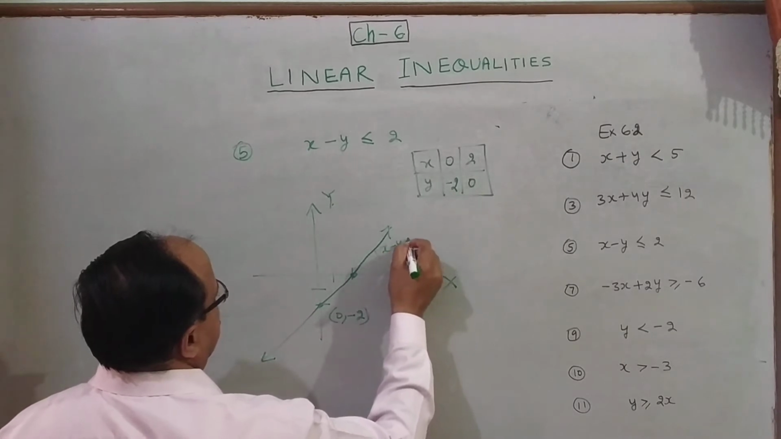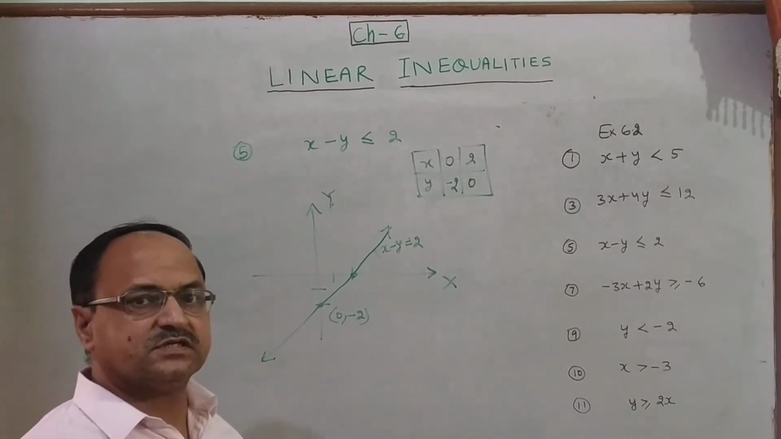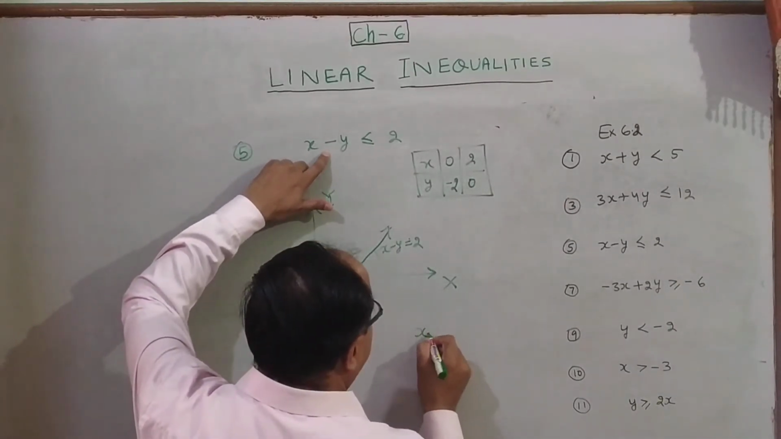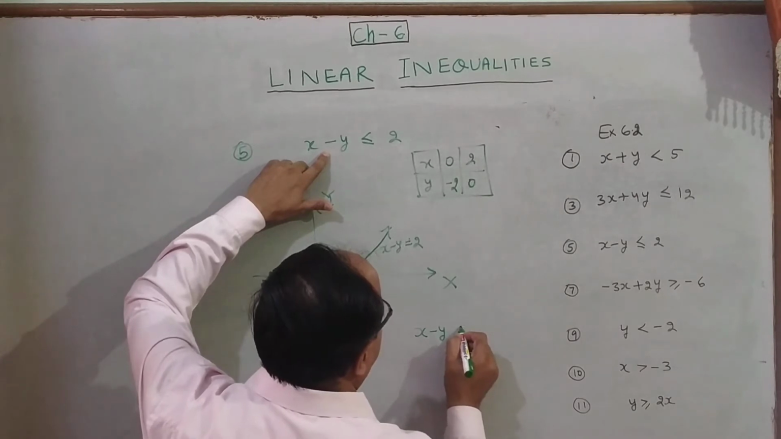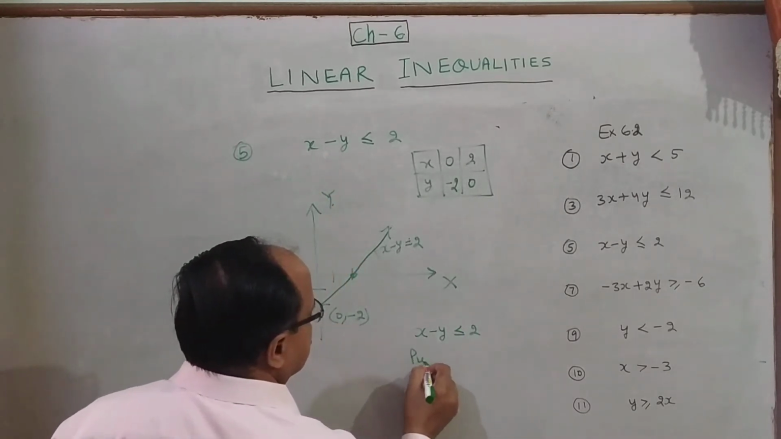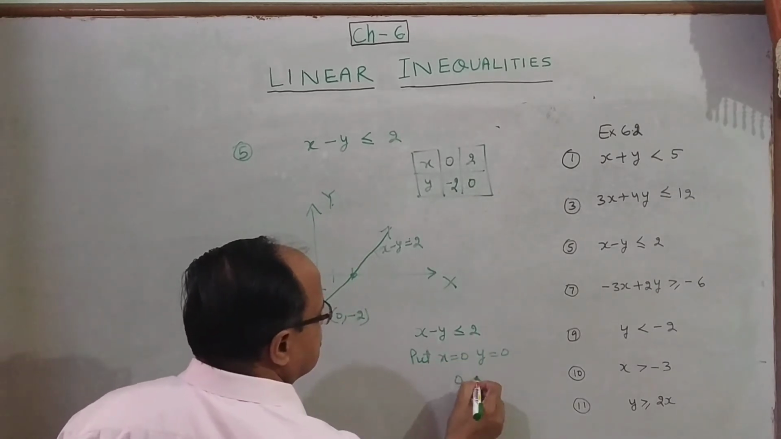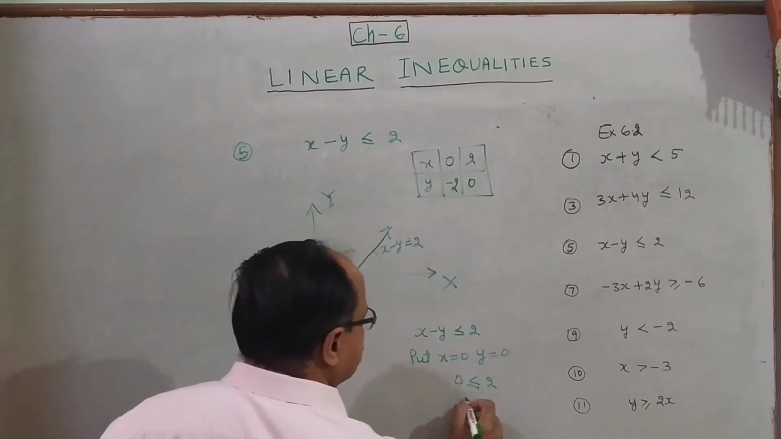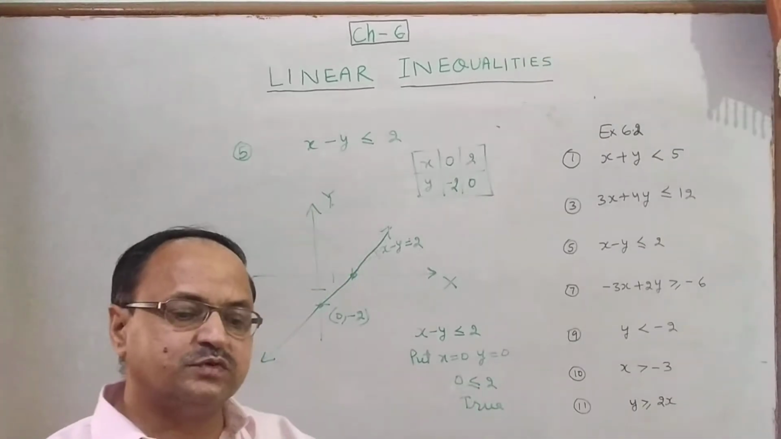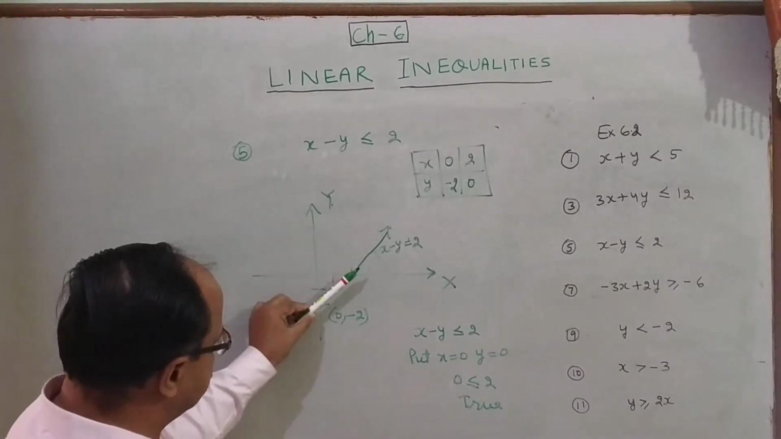X minus y is equal to 2. Now check whether the origin lies in the region or not. Put 0, 0 in x minus y less than or equal to 2. Put x is equal to 0, y is equal to 0. Then 0 is less than or equal to 2. It is true. If it is true, then the shaded portion is towards the origin.